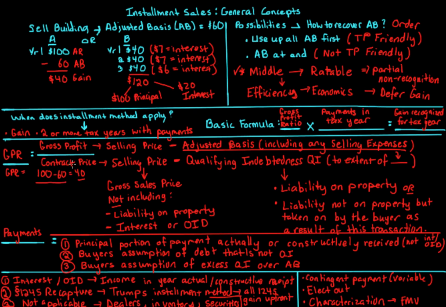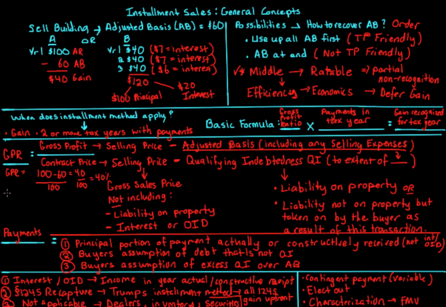Now, the contract price is the selling price, which again is 100. It's the same number. Minus any qualifying indebtedness. Do we have any qualifying indebtedness? No. If we did, we would have to subtract that away, for the types of qualifying indebtedness we discussed. So that's going to be 40 over 100. So the gross profit ratio is 40%.